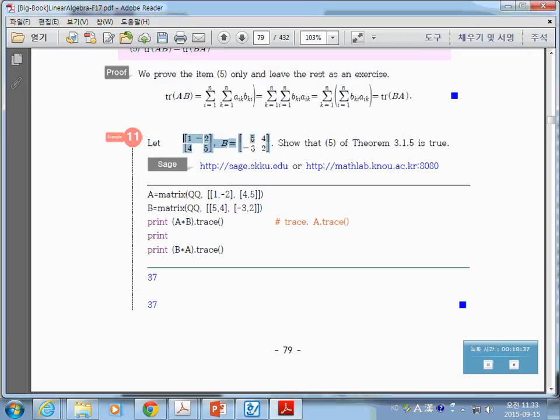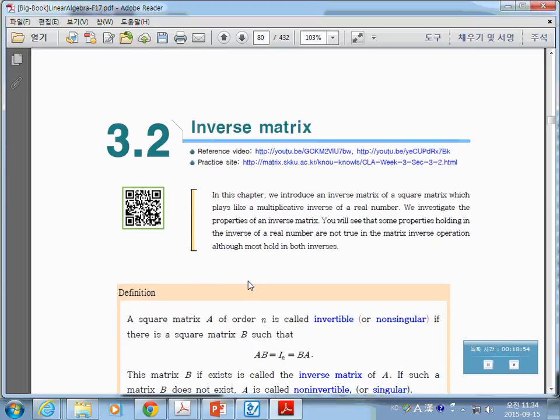Suppose we have A and B like this, then you can find the trace of AB and the trace of BA, which you will see are the same. You can check it by randomly generating the same size of matrices A and B and doing the same computation. I think that's the end of section 3.1. Any questions?